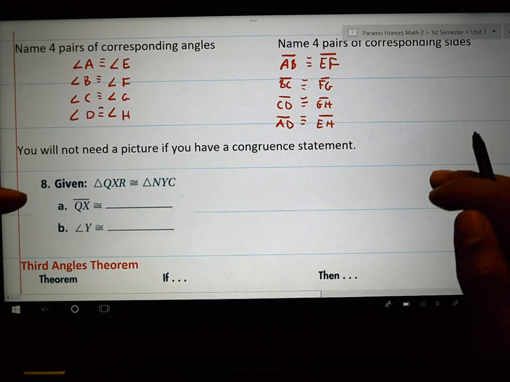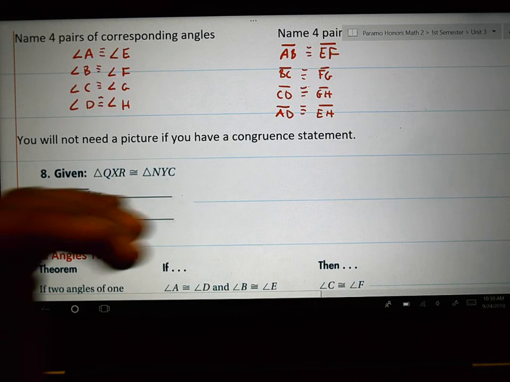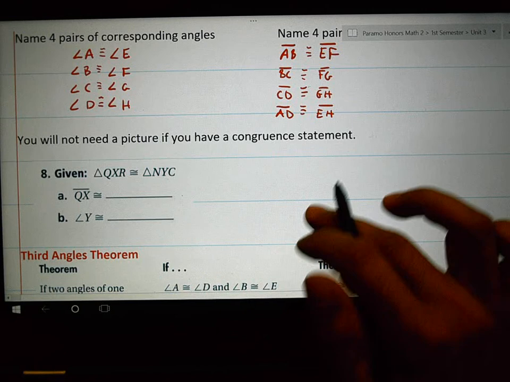If you want to go to number 8 in your book, turn to page 126, look for number 8. You can do this in your book if you would like to. It is up to you. Or if you want to have it in your notes, you can do that as well.